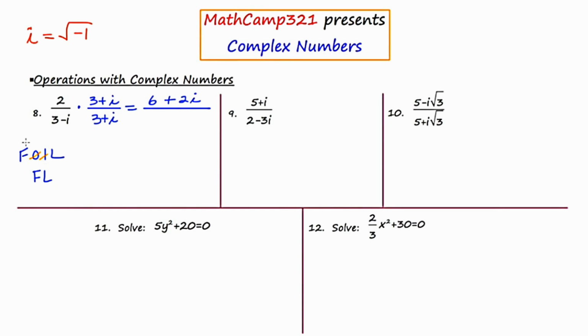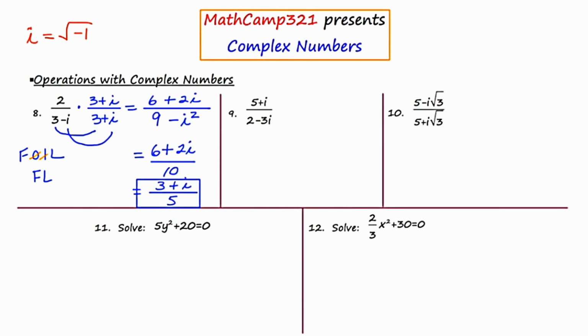So the product of the first terms is 9, and the product of the last terms is -i squared. Now, from the other slide, we knew that i squared is -1. So in the denominator, we really have 9 minus -1, or 10. Now, every one of these terms is divisible by 2, so I can simplify a little further and say for my final answer that this is (3 plus i) over 5.